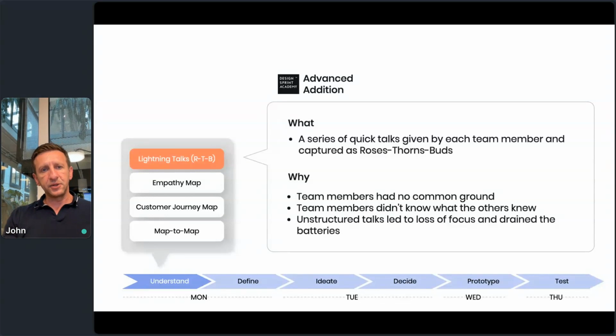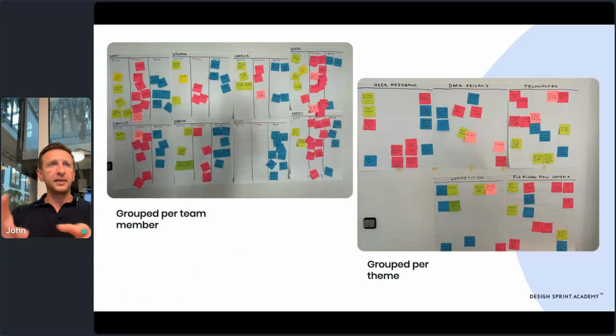So we structure these lightning talks, and then also very important in a design sprint, you need to capture all of these conversations, which we do by using the rose, thorn, bud design thinking method. And basically, at the end of such a session, this is how it looks. As you can see on the left-hand side image, you'd see the output of each individual talk, and then by looking at them, you can extract big conversation themes, and then you have an aggregated output of the conversation.